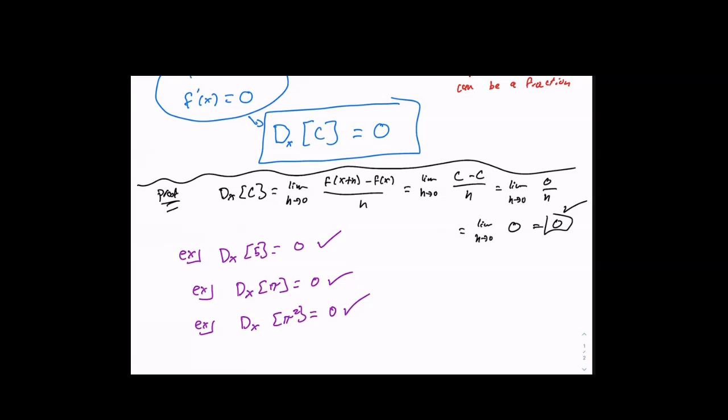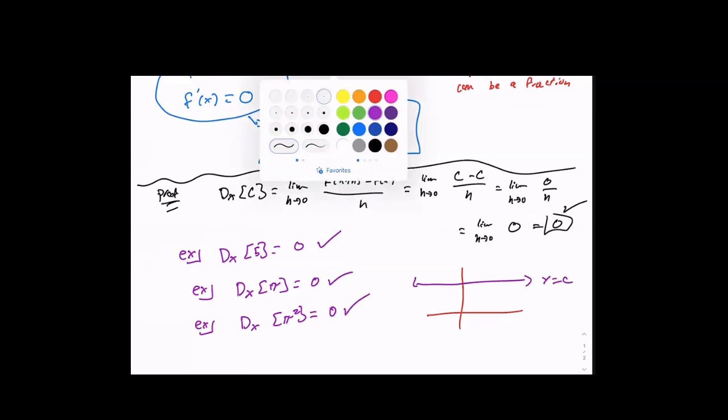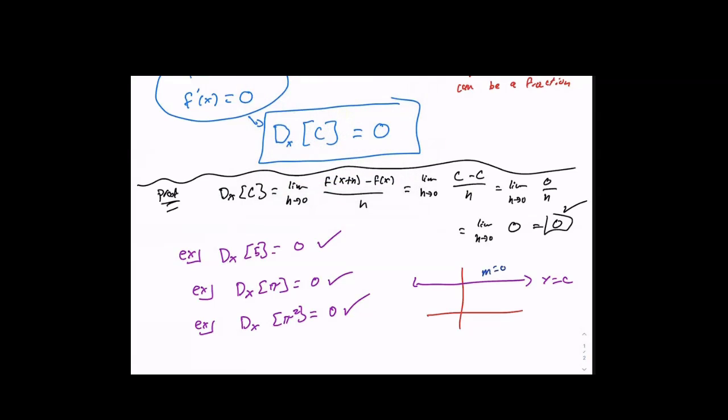And if you think about it graphically, a constant always looks like a horizontal line, and the slope is always 0. The derivative is just the slope of the tangent line, and the tangent to a horizontal line is the line itself, a horizontal line, which gives me a slope of 0.